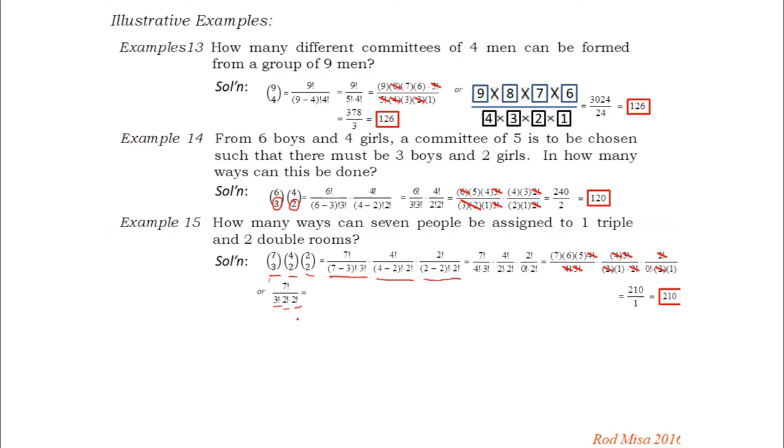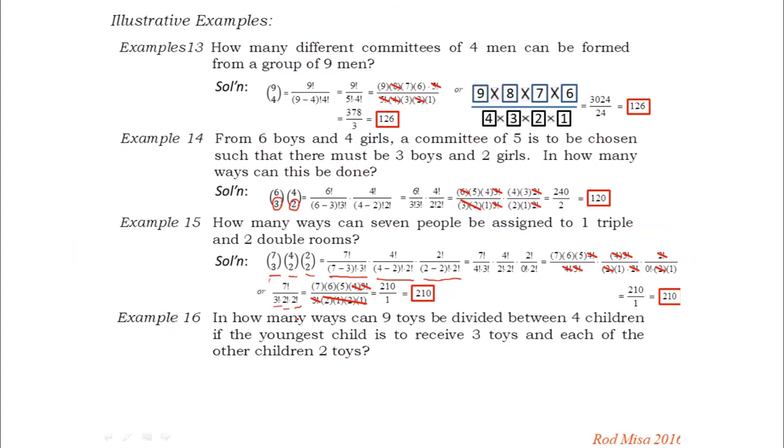So expressing 7 factorial as 7 times 6 times 5 times 4 times 3 factorial, we can cancel this 3 factorial with the 3 factorial in the denominator. And also the 4 here can be cancelled by the product of 2 twos in the denominator. So therefore, we are left with these factors of 7, 6, and 5. And the product is equal to 210. Therefore, we say that there are 210 ways we can assign the 7 people to 1 triple room and the 2 double rooms. Now let's proceed to the next problem here.